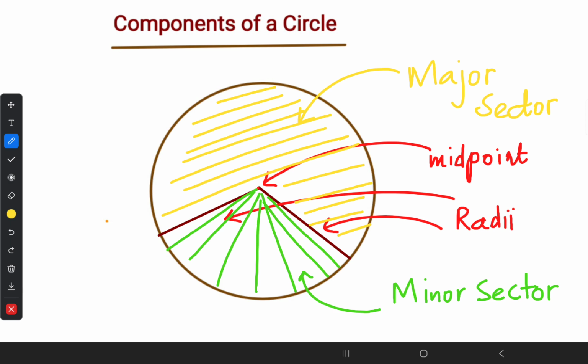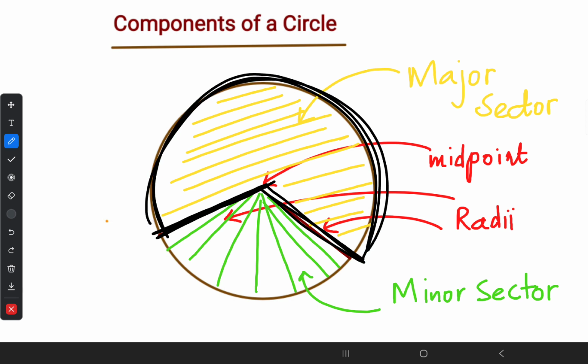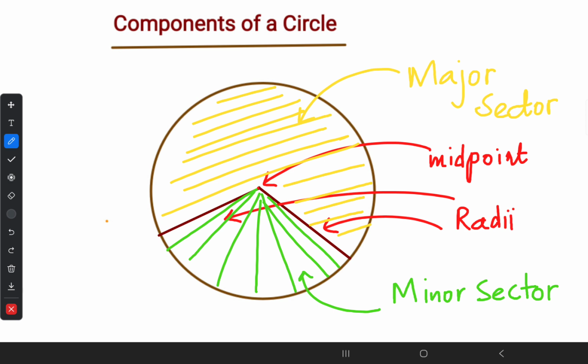In a circle, a region bounded by two radii and an arc is called a sector. Sector means it should be bounded by two radii and an arc. If that consists of a minor arc, that region is called minor sector. If that is bounded by two radii and a major arc, that portion of area is classified as major sector.